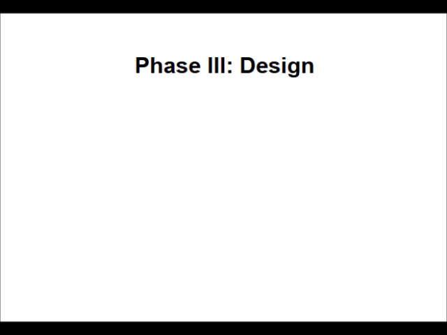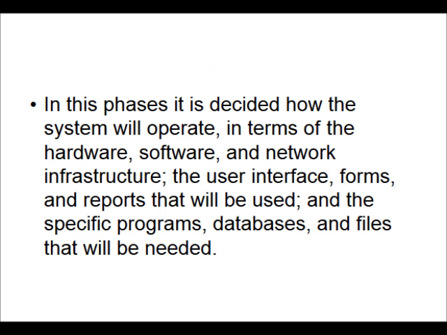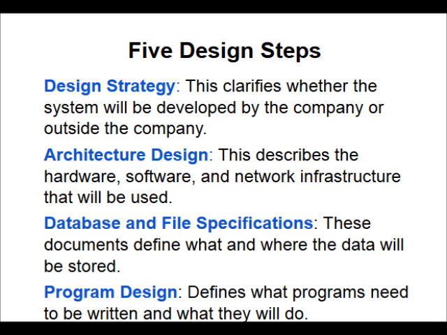The next phase is design. In this phase, it is decided how the system will operate in terms of the hardware, software, network, and infrastructure, the user interface, forms, and reports that will be used, and the specific programs, databases, and files that will be needed. The four design steps are design strategy, architecture design, database and file specification, and program design.